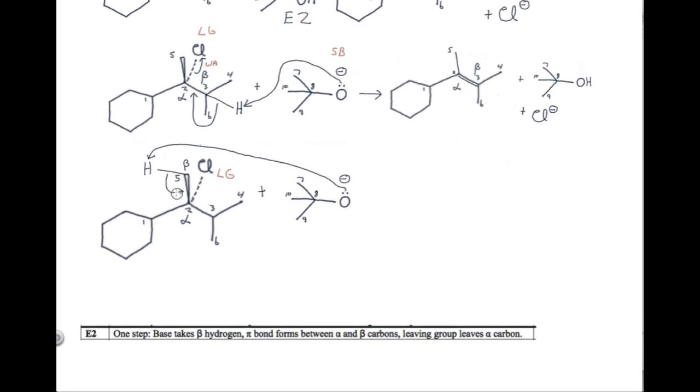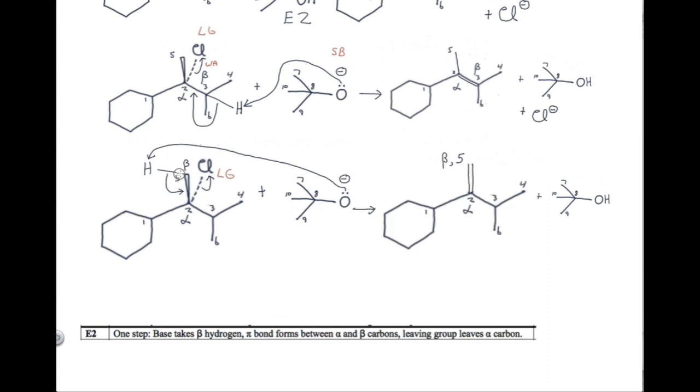All right, so here we're forming that pi bond between alpha and beta carbons, and then we need an arrow to show the leaving group leaving the alpha carbon. So here's our arrow for that. Now we can draw the products. This arrow tells us to form a bond between the oxygen and the hydrogen, and to change the charge on the oxygen from negative to neutral. This arrow tells us to break the bond between the hydrogen and carbon 5, and to form a new pi bond between carbon 2 and carbon 5.